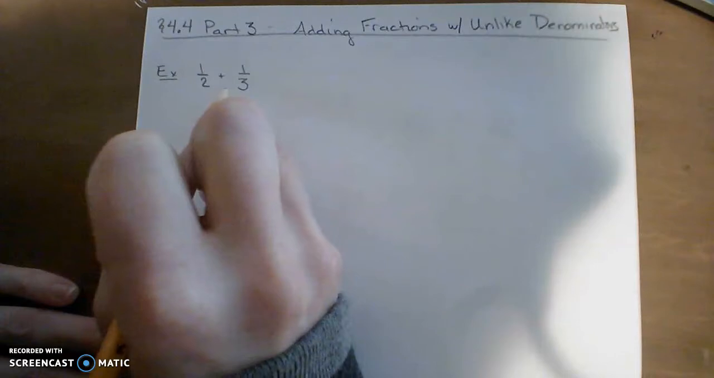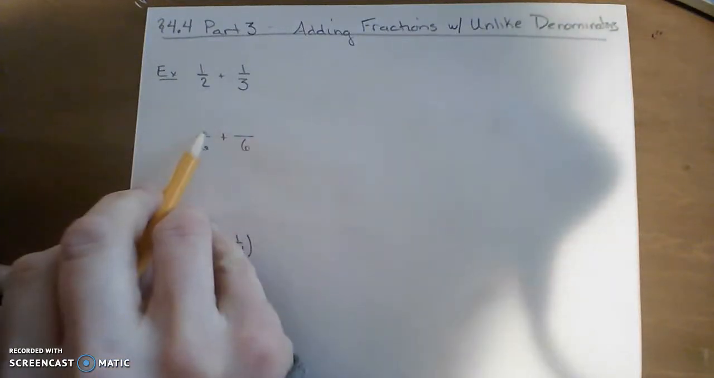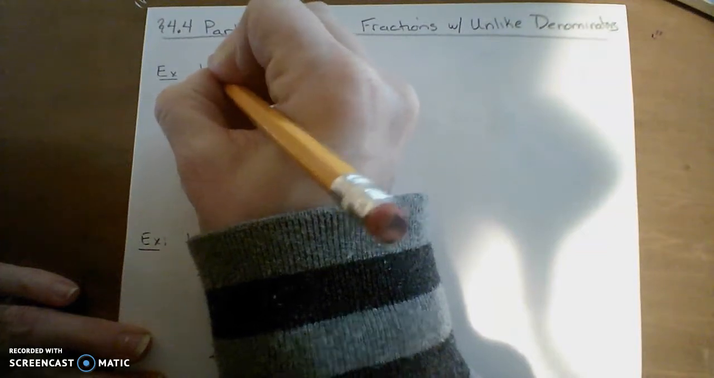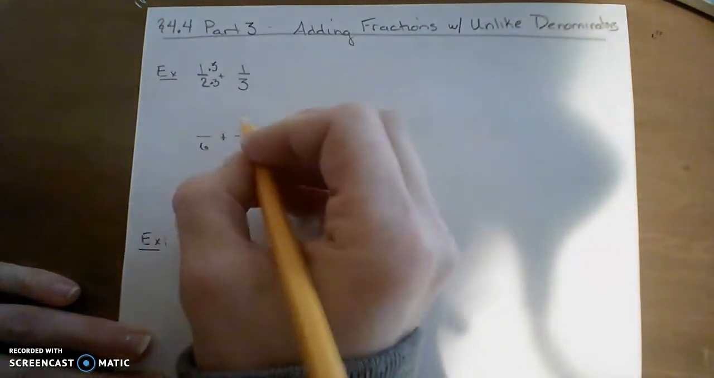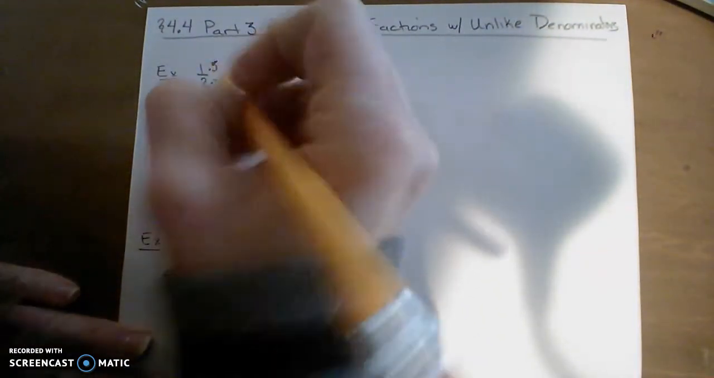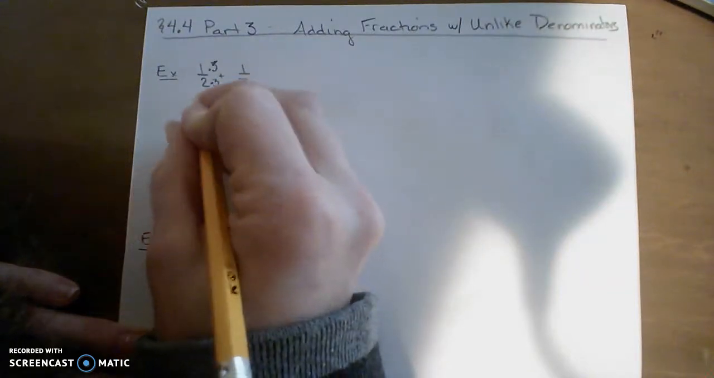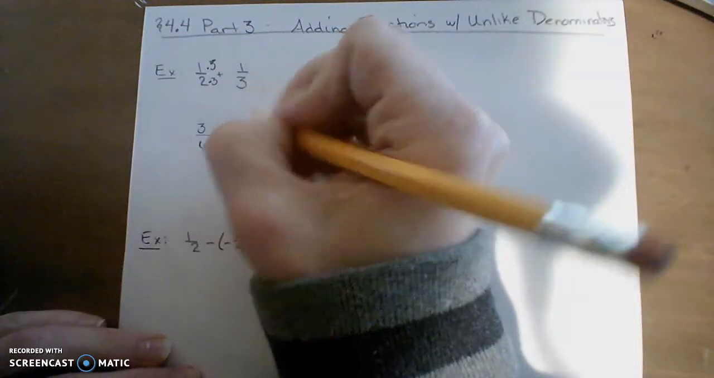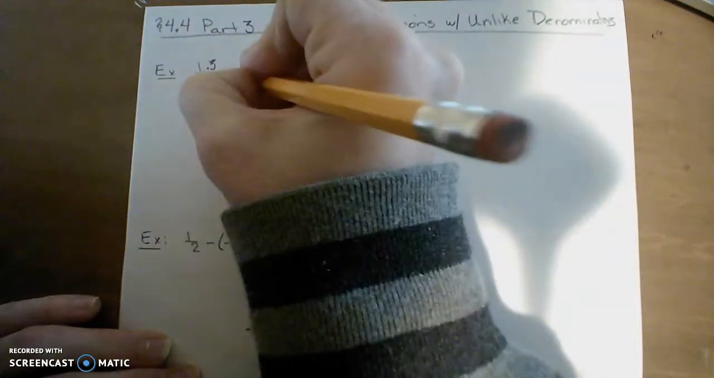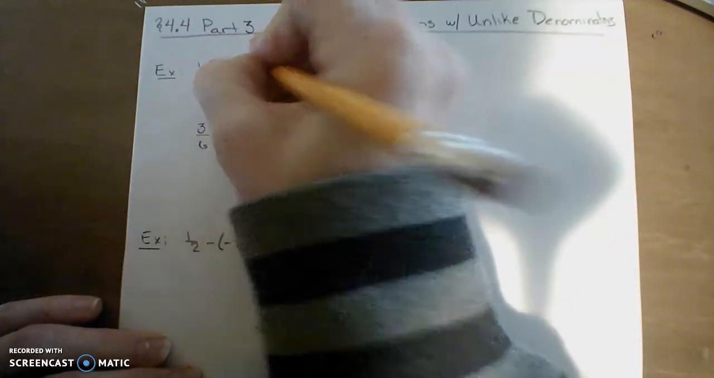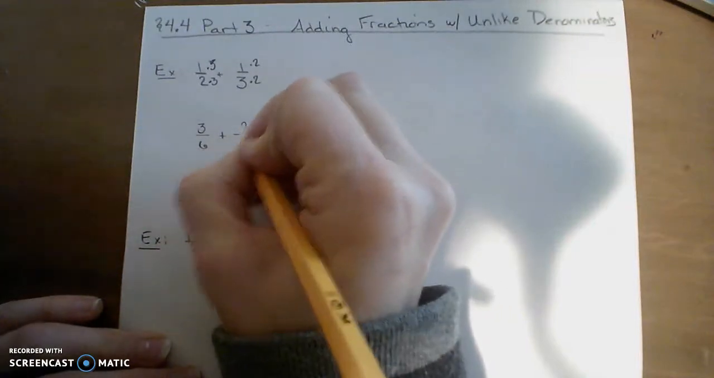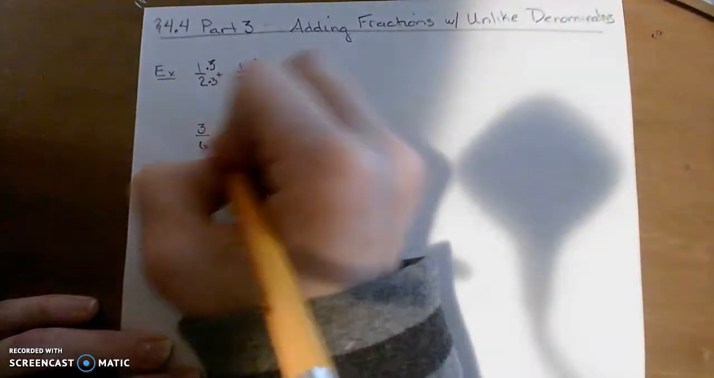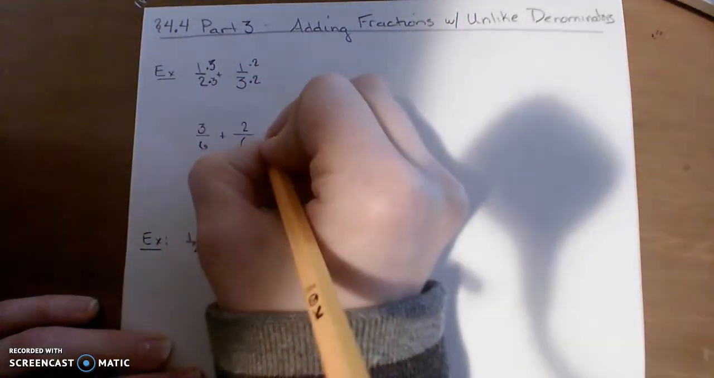So how do I write 1/2 with the denominator of 6? 2 times 3 is 6, so I'll do times 3 times 3. So that's a 3. Sorry about my handwriting. 1 times 3 is 3, 2 times 3 is 6, so 1/2 becomes 3/6, and 3 times 2 gives me 6, so I'll do times 2 times 2. 1 times 2 is 2, 3 times 2 is 6. Great, so now they have the same denominator. 3/6 plus 2/6 gives me 5/6.